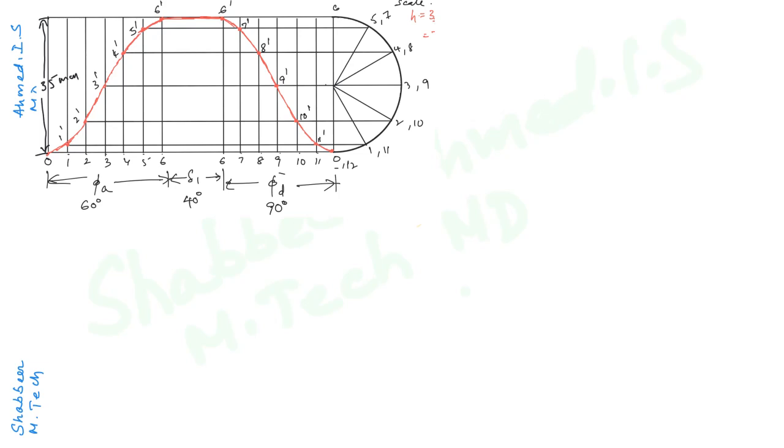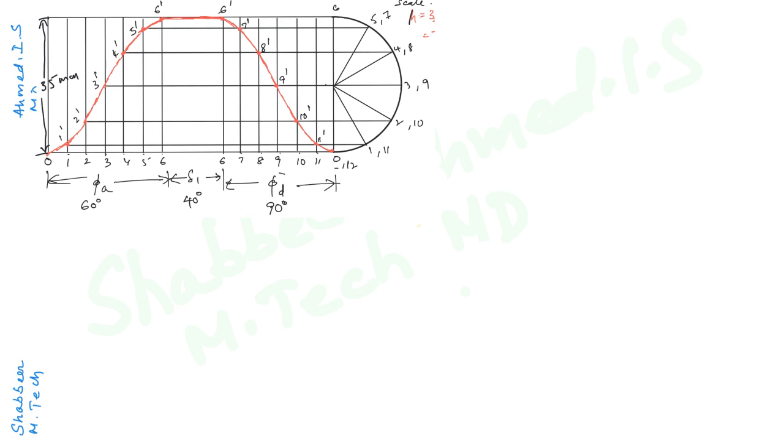So in this video we will draw the profile of the offset of a cam with offset follower. So in the previous part we had drawn the displacement diagram which is shown here. Now we will draw the profile.